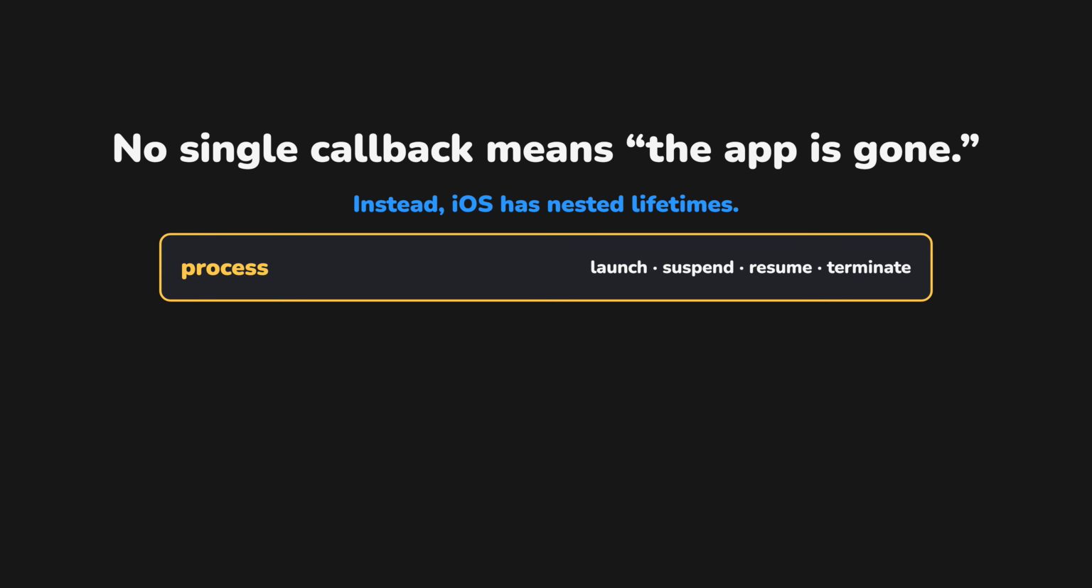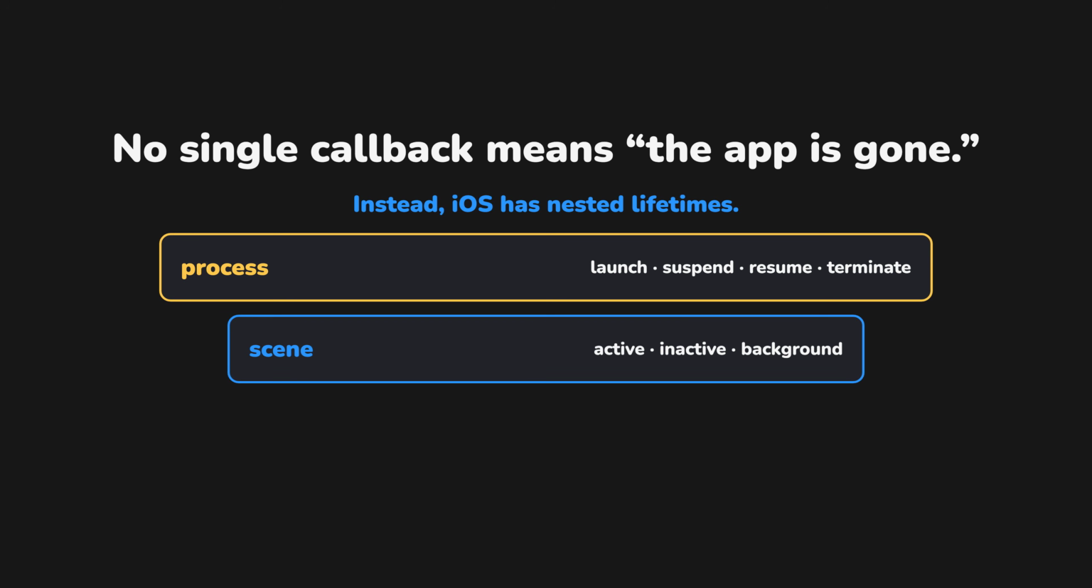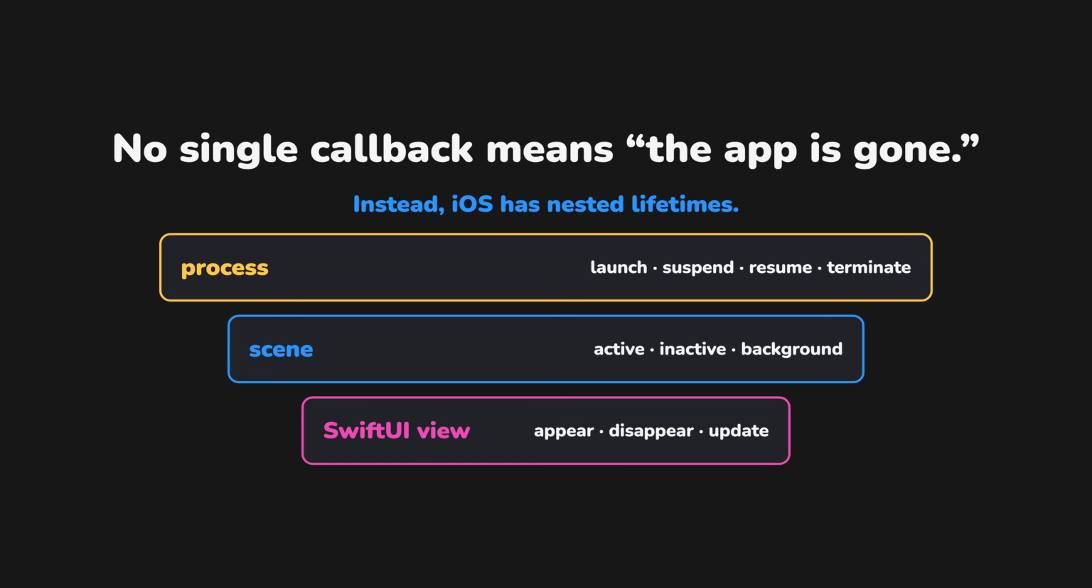The iOS lifecycle becomes much easier to understand when we stop looking for one callback that means that the app is gone. There are several nested lifetimes. The process can launch, suspend, resume, or terminate. Each scene can become active, inactive, or can be moved to the background independently. SwiftUI views can appear, disappear, and update many times inside the same active scene.